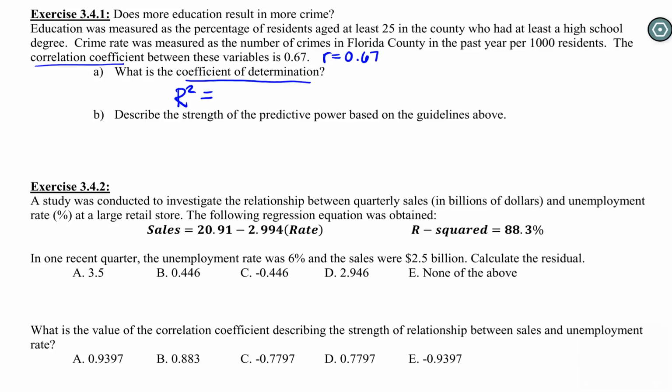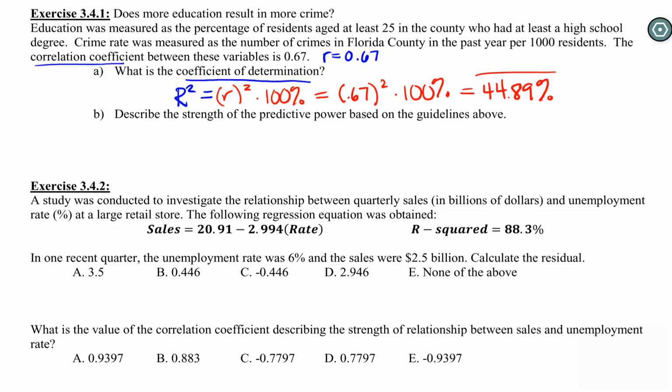And we know r squared is just that little r squared turned into a percentage. So we're going to take our little r, we're going to square it, and then we're going to turn it into a percent by multiplying by 100%. So we can do that. That's 0.67 squared times 100%, which gives us 44.89%. Okay? So we're done with that one.